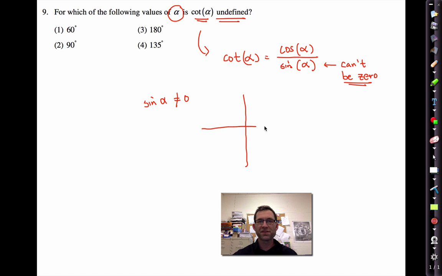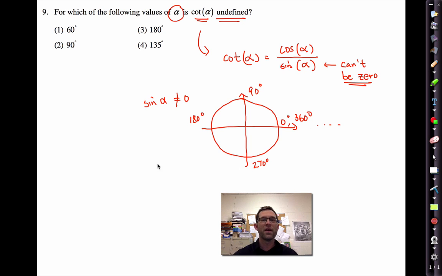So let's think about where the sine of alpha is 0. Again, let's go back to that unit circle. These look like they're in degrees, so let me put down 0, 90, 180. I'm not labeling it with radians right now, I'm labeling it with degrees. Back to 360, etc. We could keep going around, or go around clockwise. I'm looking for any locations where the sine of alpha is 0.